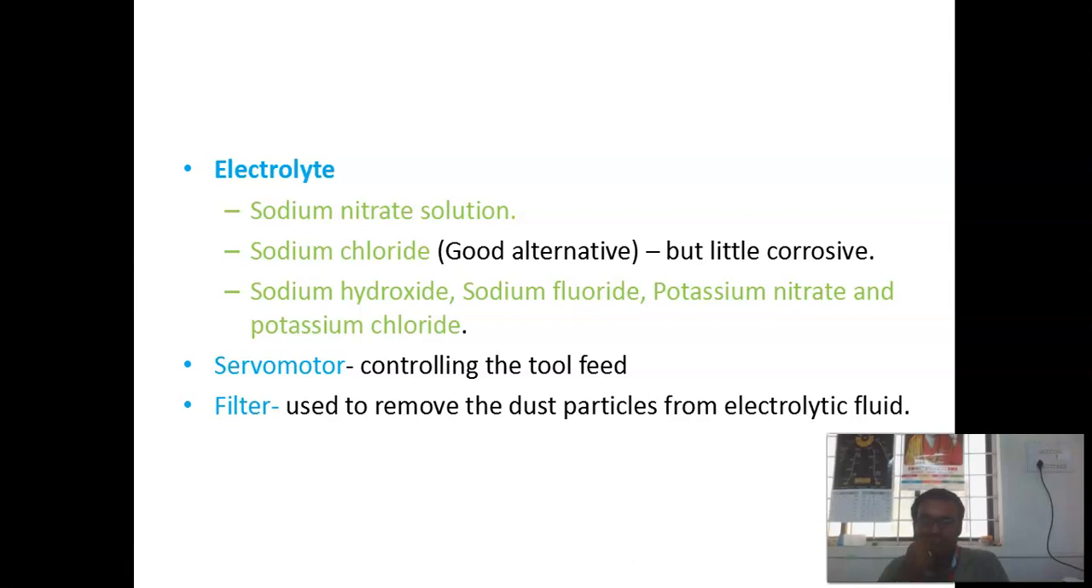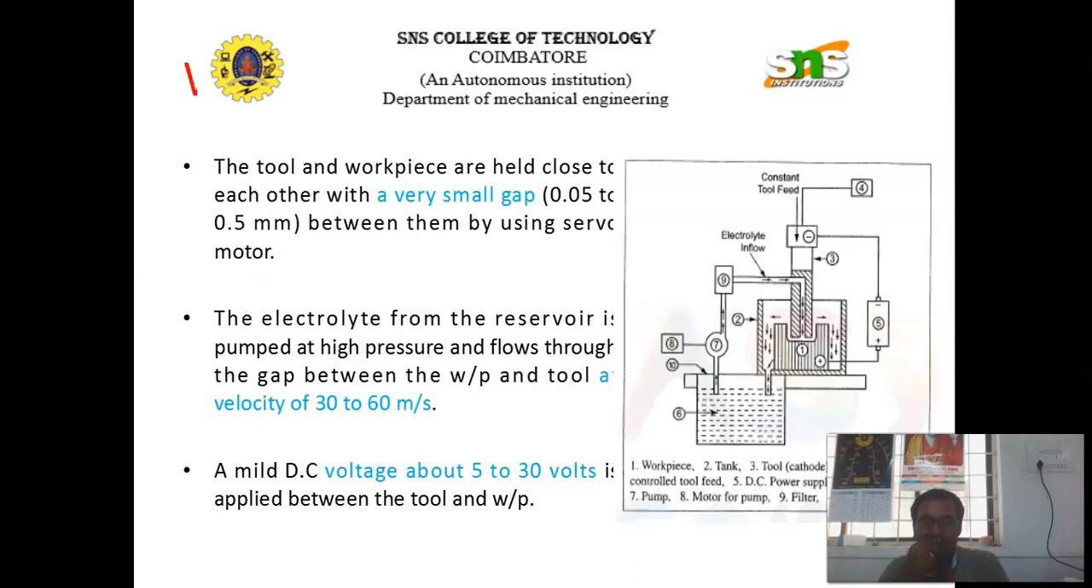The servo motor is used for controlling the tool feeding mechanism, and the filter is used to remove dust particles from the electrolyte fluid. The tool and workpiece are held close to each other with a very small gap, 0.05 to 0.5 mm between them, by using the servo motor. The electrolyte from the reservoir is pumped at high pressure and flows through the gap between the workpiece and the tool with a velocity of 30 to 60 meters per second. A mild DC voltage of about 5 to 30 volts is applied between the tool and the workpiece.